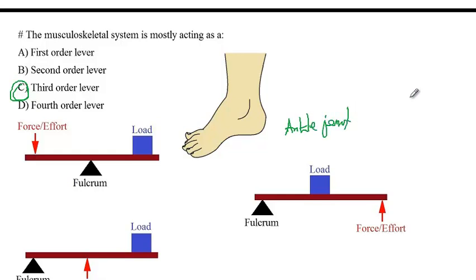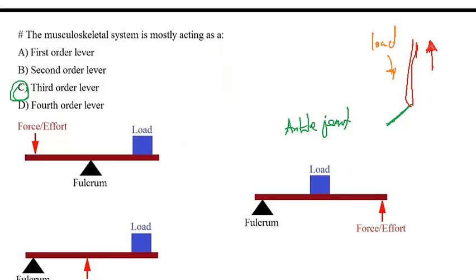where here we have the bone and then there is the muscle that is attached to the bone right here. So the effort is upward while the load is downward, and then the turning point is right at the tip of the foot. So here we have the turning point, the load is right in the middle, and then the effort is at the end of the spectrum.